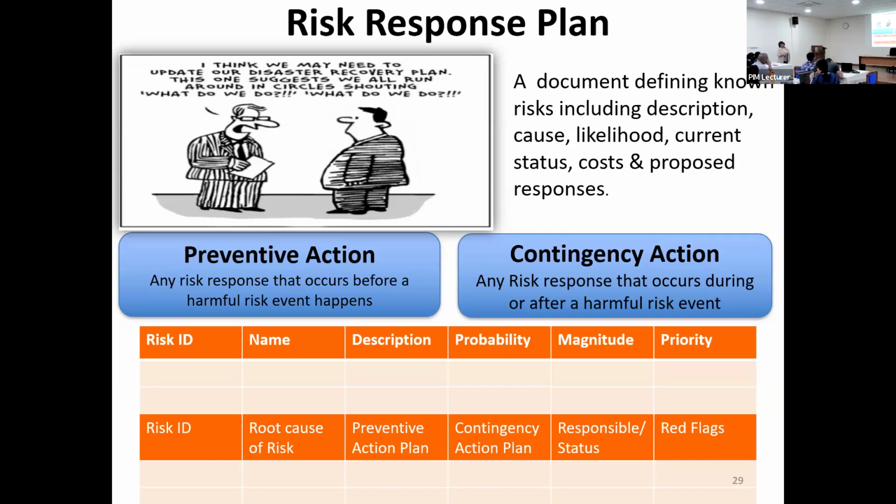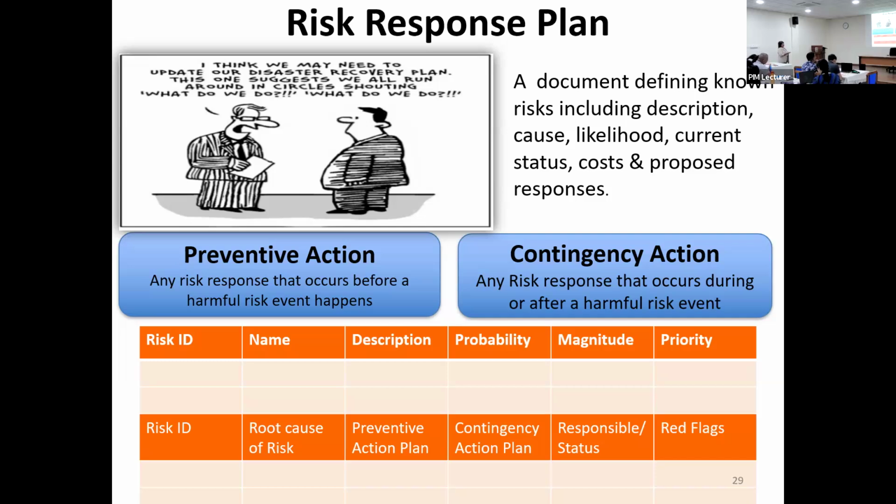And contingency is any risk response that occurs during or after a harmful risk. So if something goes wrong, while you may have preventive measures, things can still go wrong, and certain risks you will not try to eliminate because it's not worth the while to do that. Then if such a thing happens, what is it that you do? Have you identified those actions? How will you react to come back to normalcy? So that's what contingency means. So you need to have those also identified.